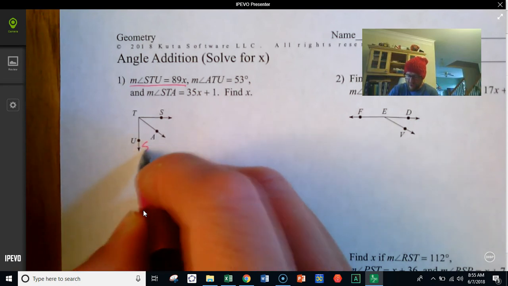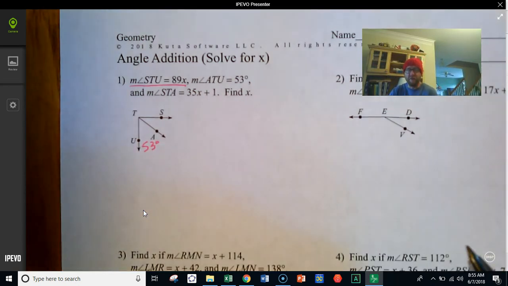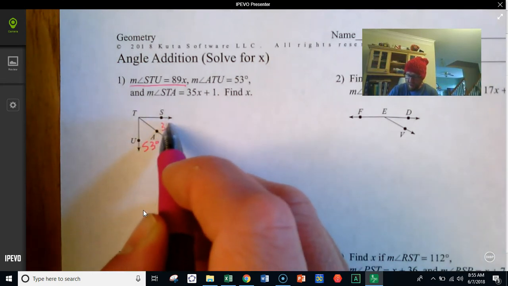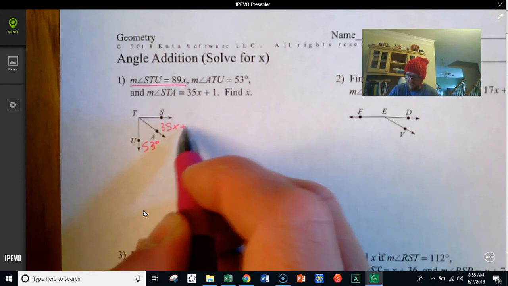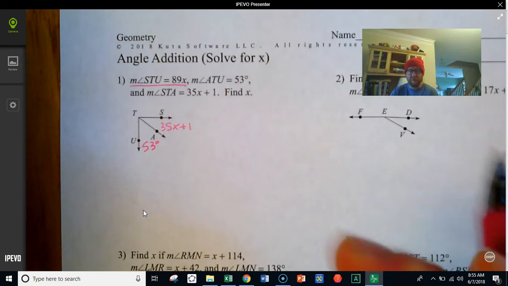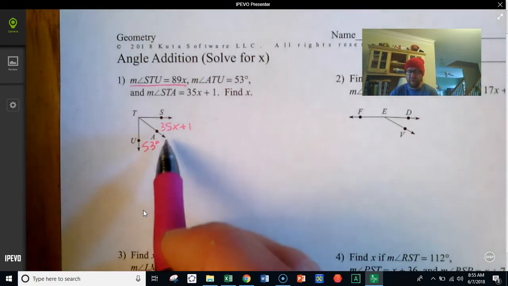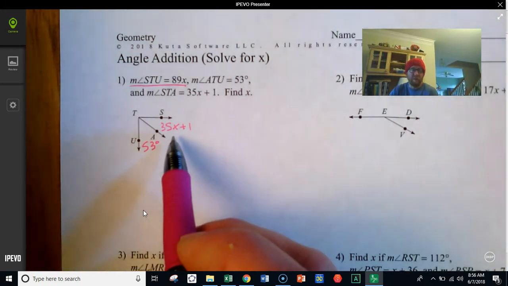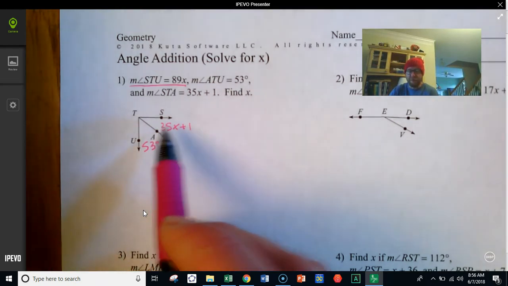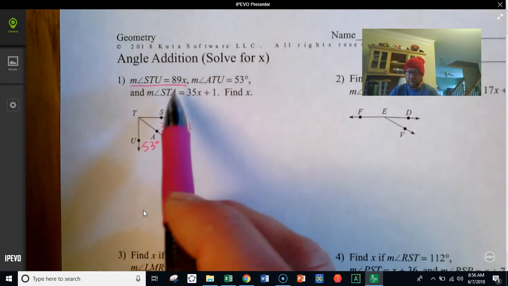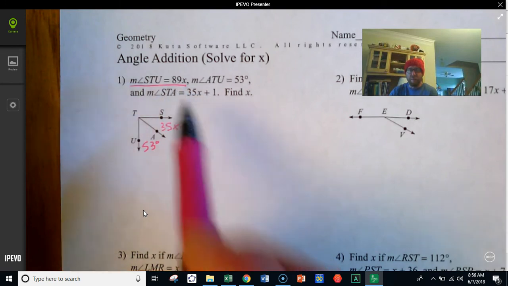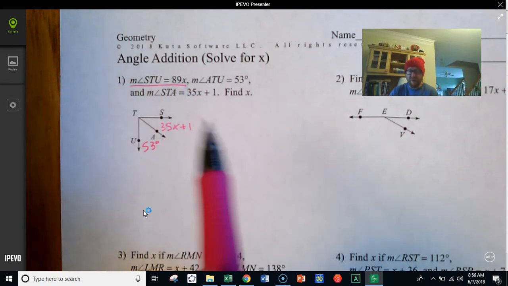ATU is 53 degrees. And let's see, STA is 35x plus 1. So now we've got that these two smaller angles, their measures are represented by these two expressions. One's just a number, and the other one is a variable expression, has a variable in it. And together they add up to the large angle, whose measure is represented by this expression here, 89x. And so we're going to use this fact to set up an equation.